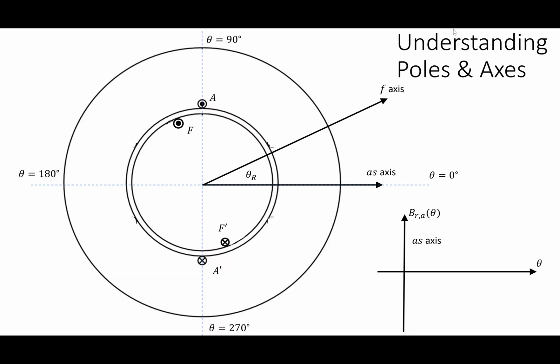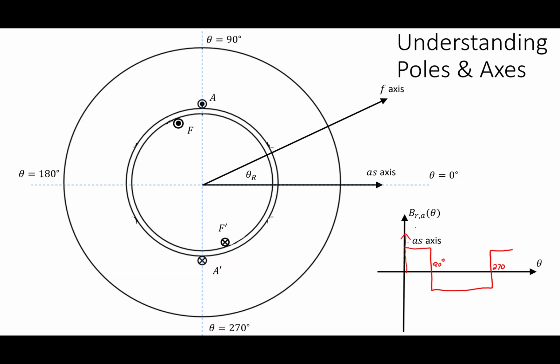All right. So here's what we said. If I go back and look at this, now apply everything I just said about the mutual fluxes. If I apply that here, here's what I have for coil A in this setup, where this is 90 degrees, this is 270 degrees. And I call this the AS axis.